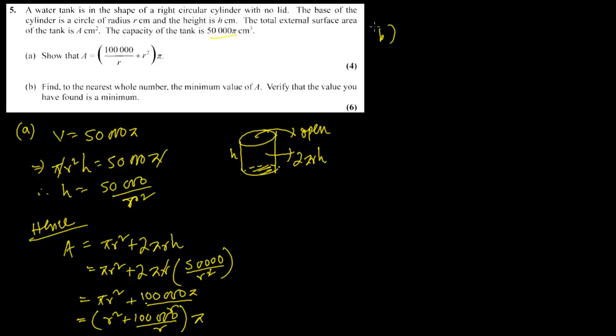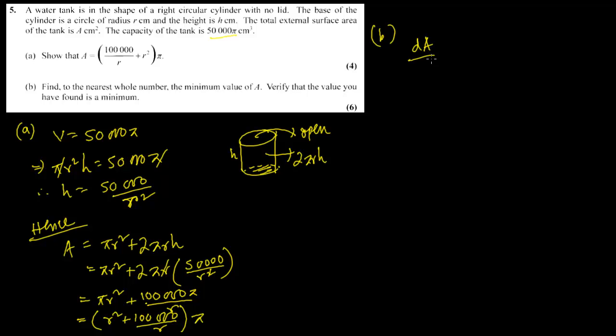So question number B. Even if you were unable to show this expression, which is 4 marks, you can still do question number B using this answer. So question number B, maximum or minimum at the turning point, the gradient is 0. So let's start. First of all, let's find the derivative.